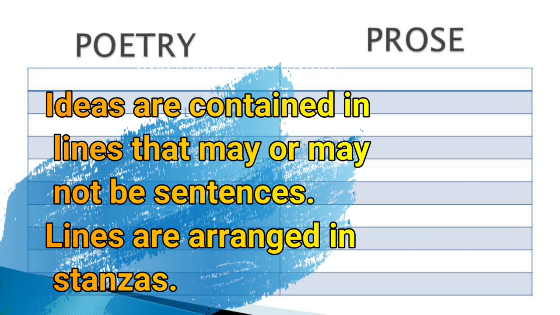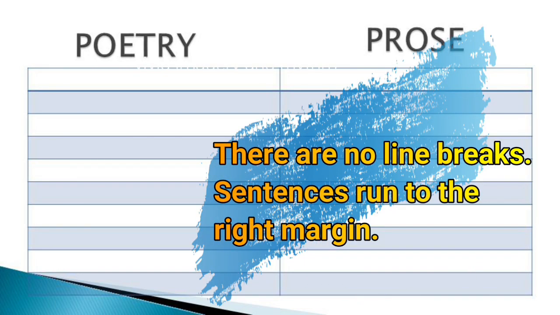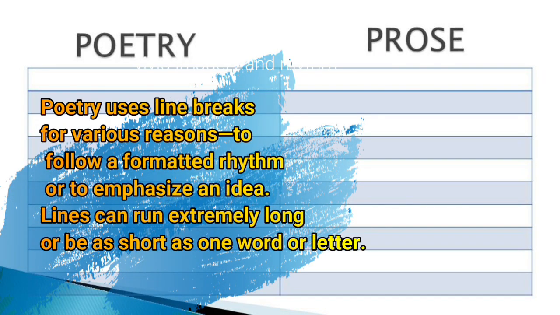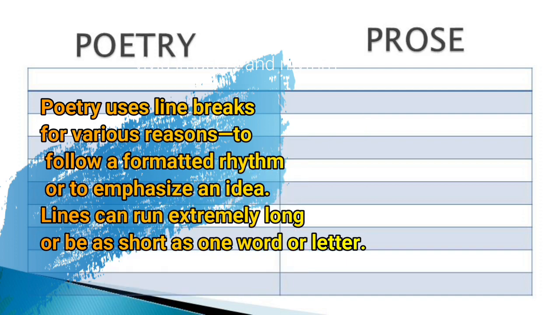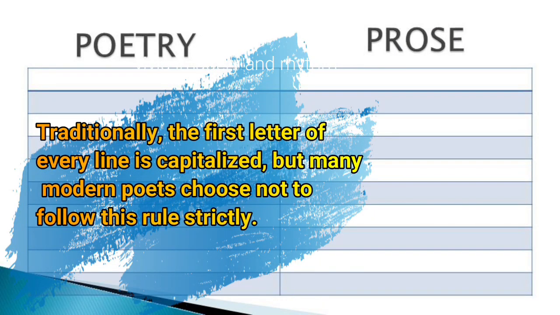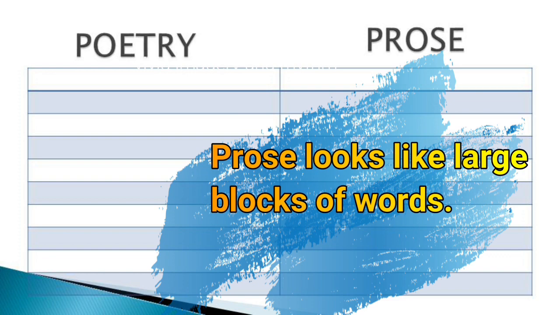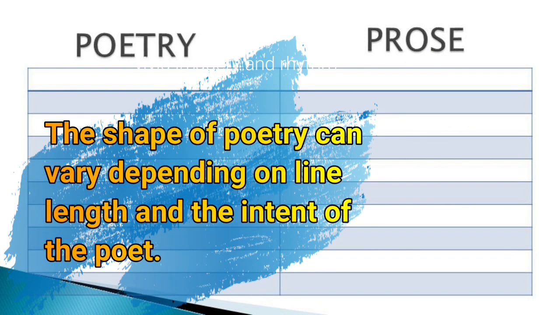Lines are arranged in stanzas. There are no break lines. Sentences run to the right margin. Poetry uses lines for various reasons: to follow a formatted rhythm or to emphasize an idea. Lines can run extremely long or be as short as one word or letter. The first word of each sentence is capitalized. Traditionally, the first letter of every line is capitalized, but many modern poets choose not to follow this rule strictly. Prose looks like a large block of words. The shape of poetry can vary depending on the length and the intent of the poet.